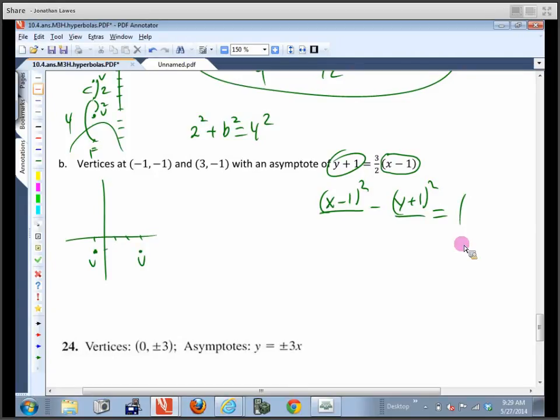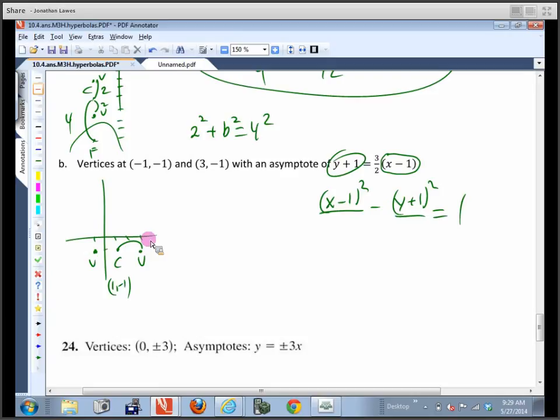And if you stop and think about this, if I've got a vertex here and a vertex here, that means that the center has to be right there. The center's got to be at 1, -1, which means we'd do x minus 1 quantity squared, and we'd do y plus 1 quantity squared, and that's the way it works out there. Okay?